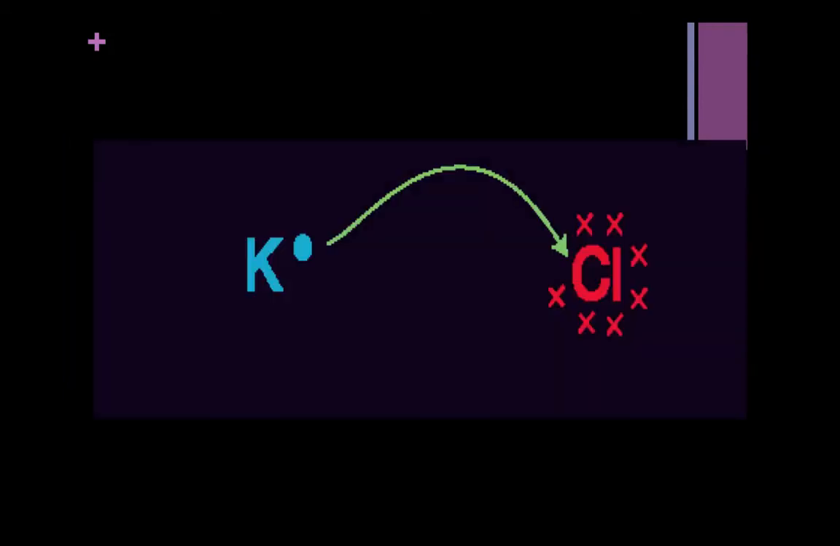And as that electron travels to chlorine, here's the dot structures, 1 dot, 7 dots. And as this electron travels to chlorine, you will make a positive ion, a cation, and a negative ion, an anion. And the positive and the negative, remember, attract. And so when they attract, they form an ionic bond right there.